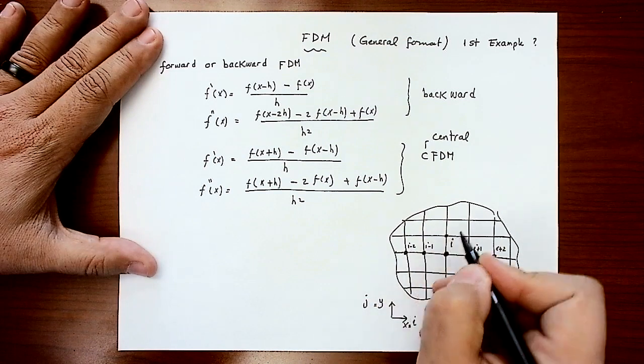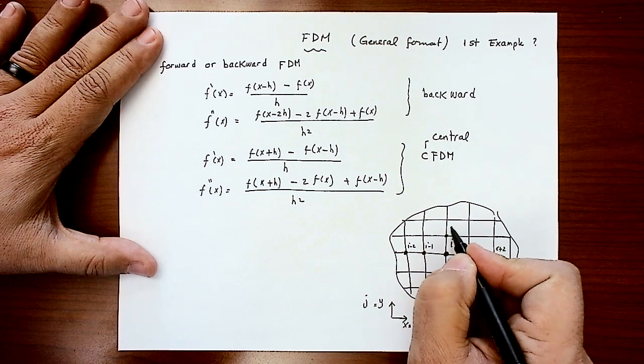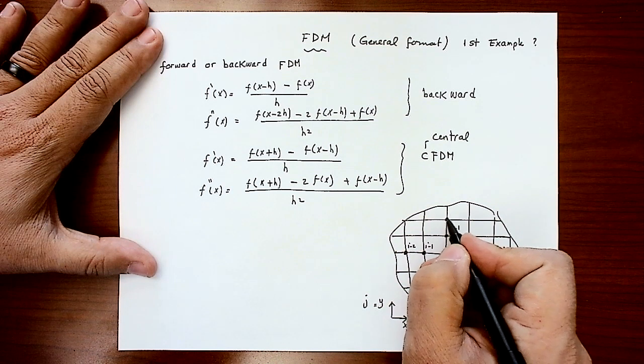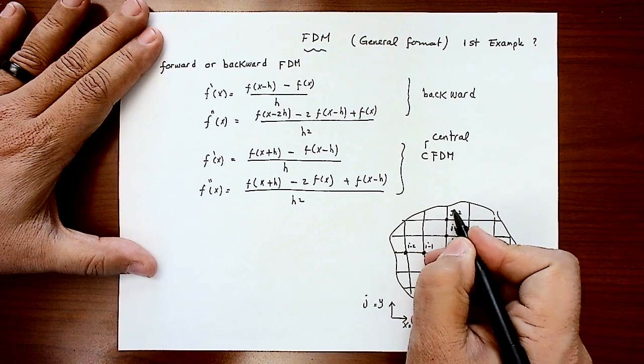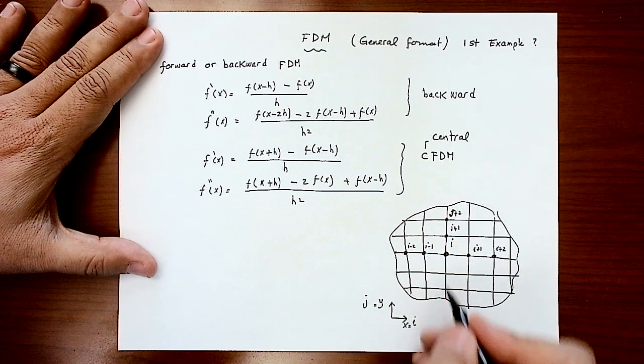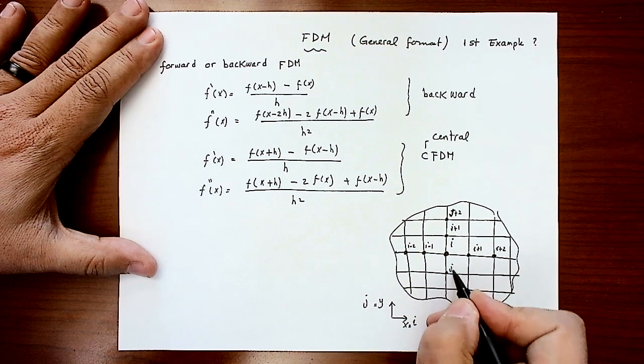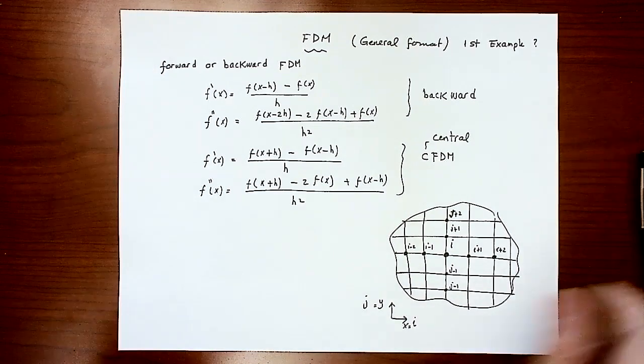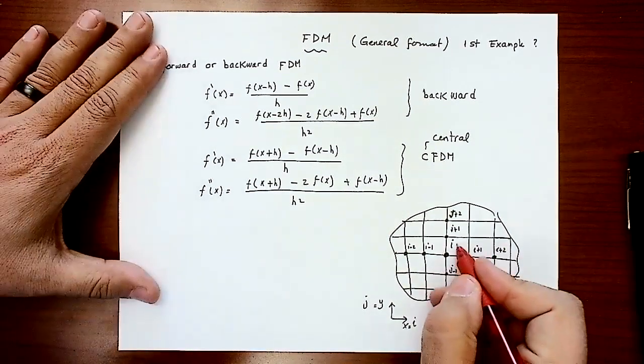If I go up, this will actually be j plus 1, because assuming this is I and j, right? So this is j plus 1, j plus 2. Sometimes I write it in a capital letter, sometimes a small letter, j minus 1, and this is actually j minus 2. So let's assume that you are interested in this node I.